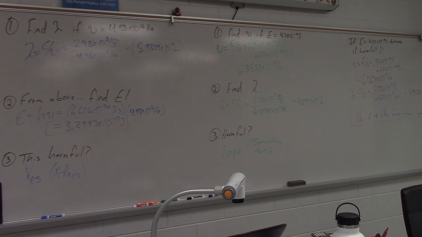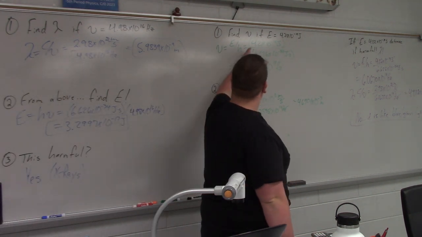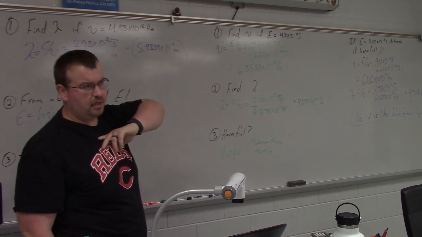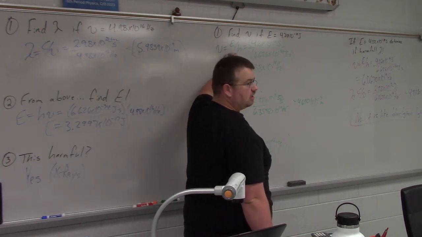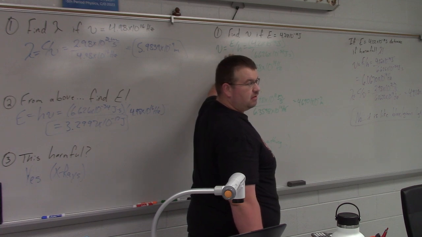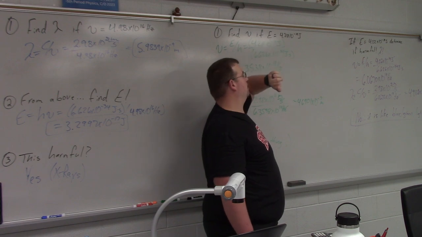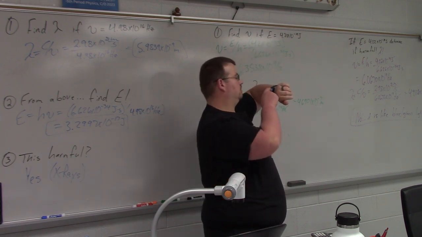Next one, trying to find frequency. If energy is 4.21 times 10 to the negative 19, manipulate the formula and get frequency by itself. How do I know to start with this equation? Because you need to find, what are you given? You're given E, energy.